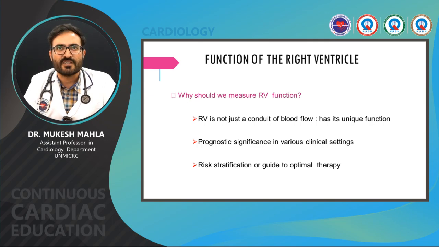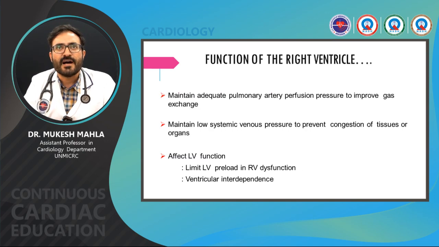Function of the right ventricle. Why should we measure RV function? As we know, RV is not just a conduit of blood flow, it has unique functions, which have prognostic significance in various clinical settings, risk stratification, or to guide optimal medical therapy. RV is important for pulmonary artery perfusion pressure maintenance to improve gas exchange, and it maintains low systemic venous pressure to prevent congestion of tissues or organs.